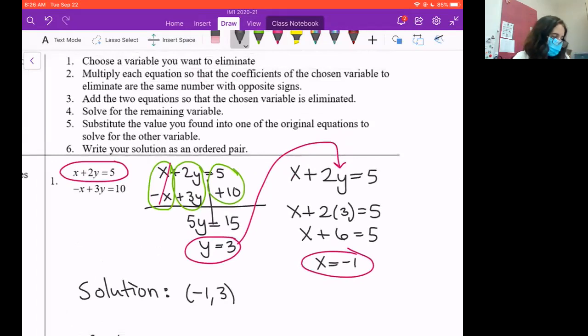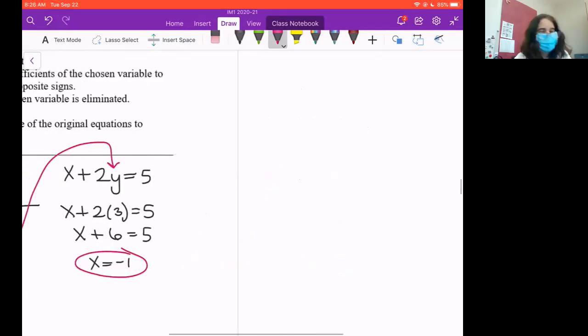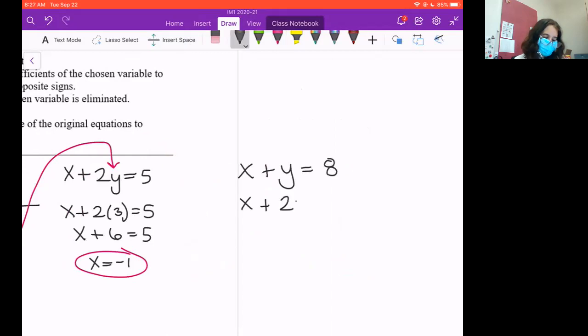Okay? Now, I do want to do a separate example that's not in the notes here. So I'm going to write a separate example here on the side. Let's make this 6. Okay, so here's another example.